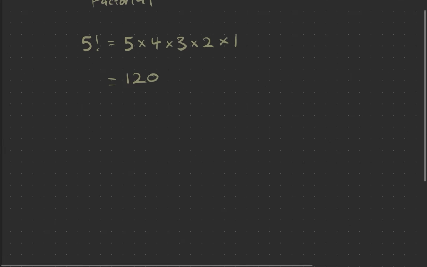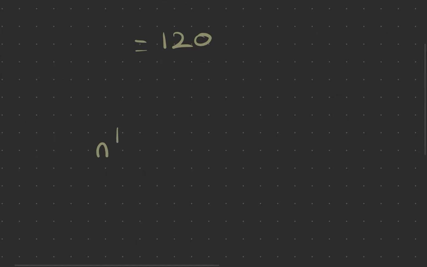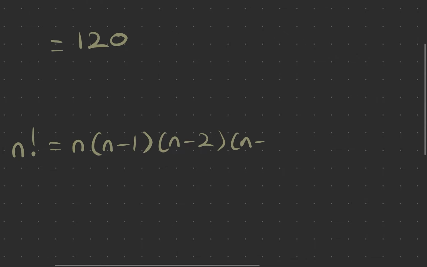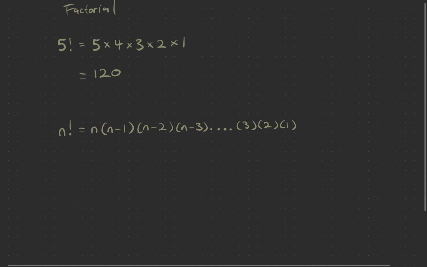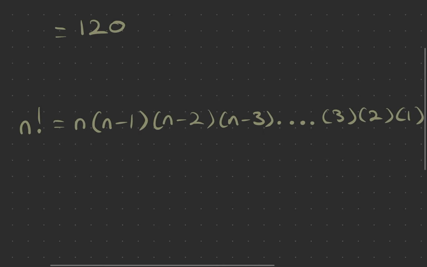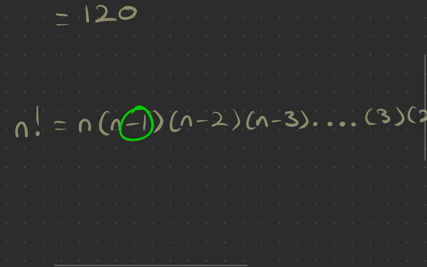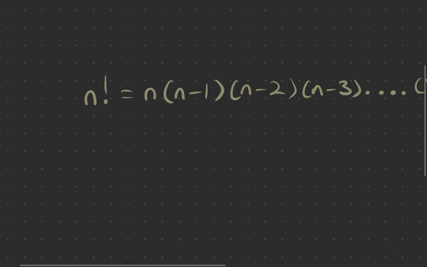So the basic formula for factorial is n factorial equals n times n minus 1 times n minus 2 times n minus 3, and then it goes on and on until it reaches 3 times 2 times 1. Now if you're wondering why we need to minus this and minus that, alright, let me give you an example again.